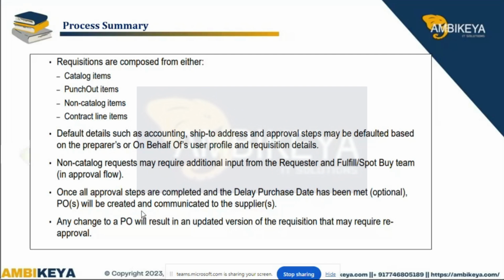Once all the approvers are approved, this is clear. Or does anyone have a doubt? Clear, right? There are two things: one is all the purchase approvers are approved, and the delay purchase date has been met. We can control the purchase order creation from these two things.